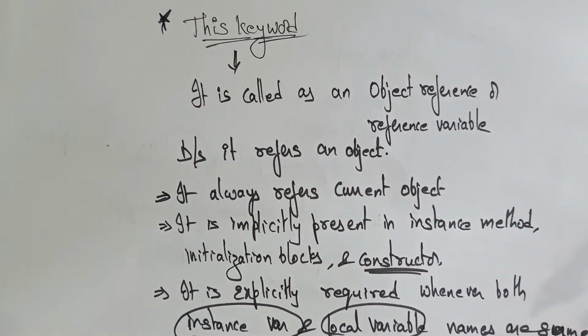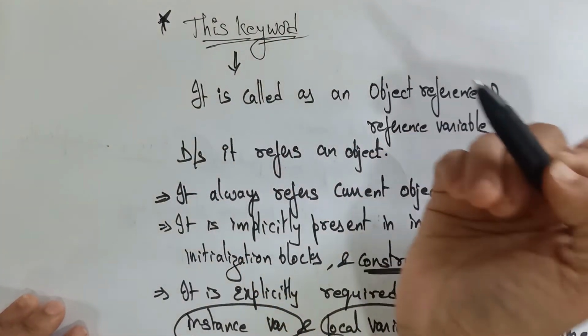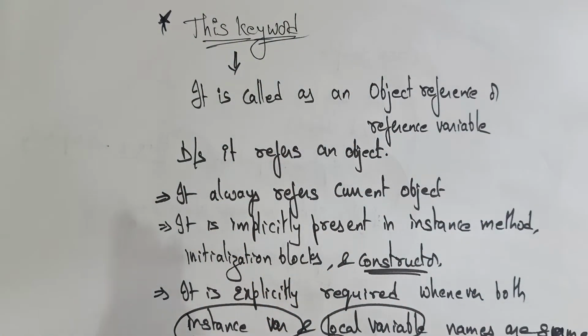Hi students, welcome back. Now coming to another concept, that is the this keyword. This is one of the important concepts in the Java programming language, just like the static keyword. There is a lot of confusion among students: when to use the this keyword, when the compiler implicitly mentions it, and when we have to mention it explicitly.